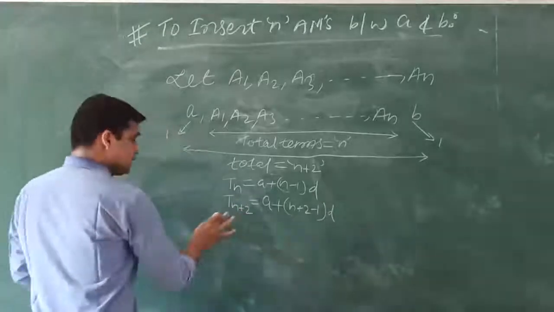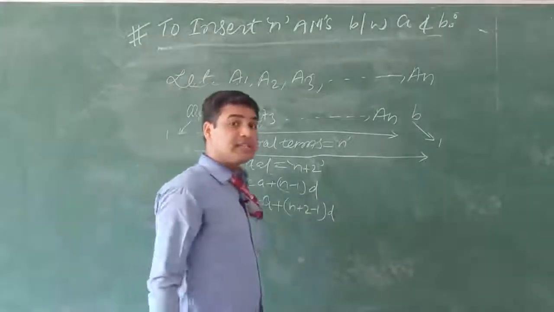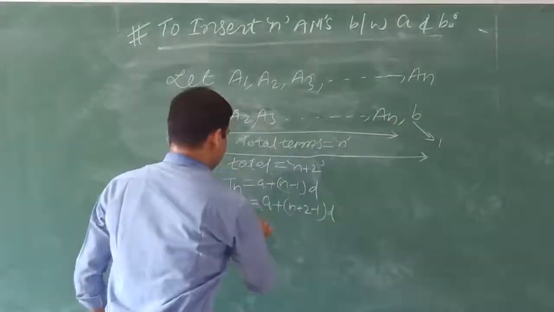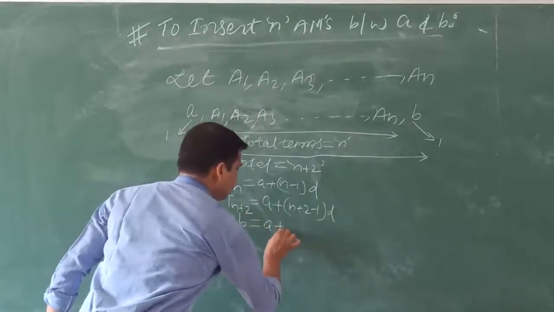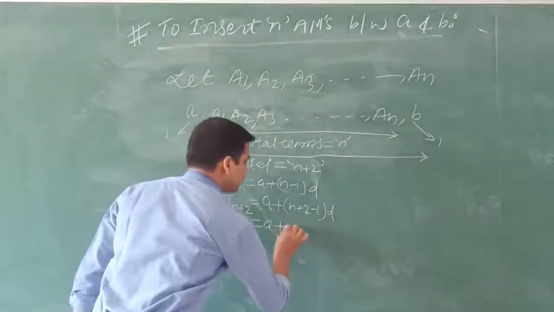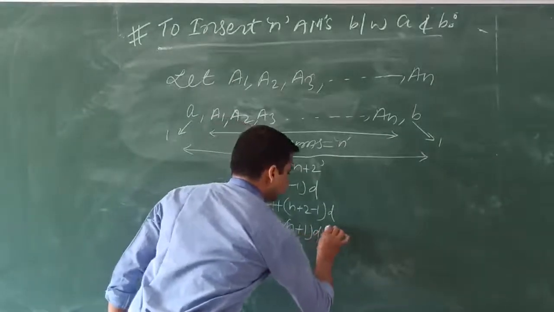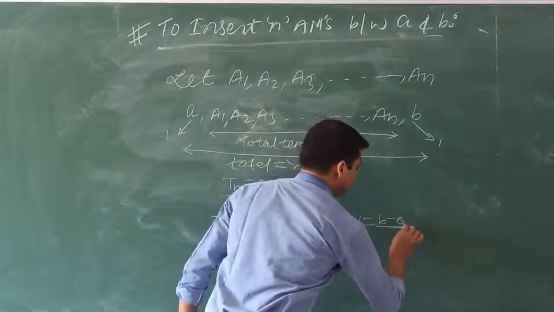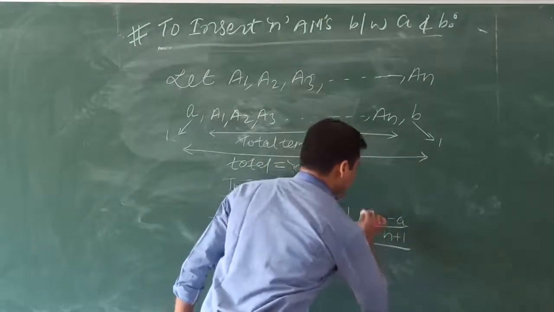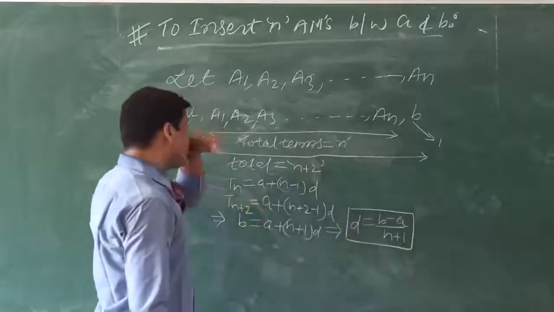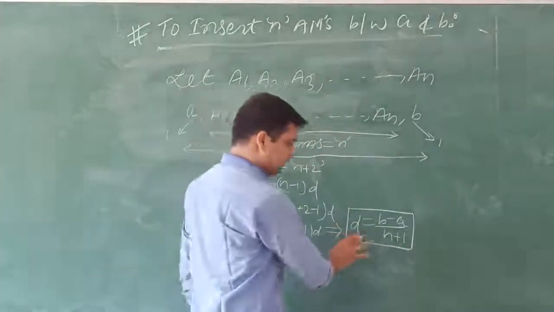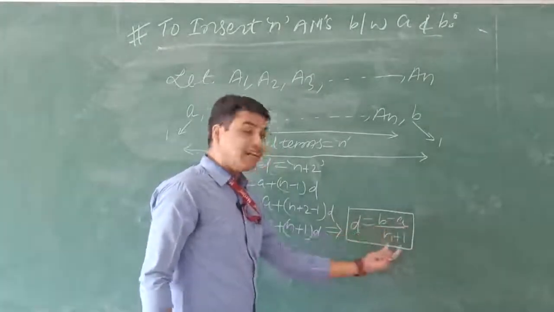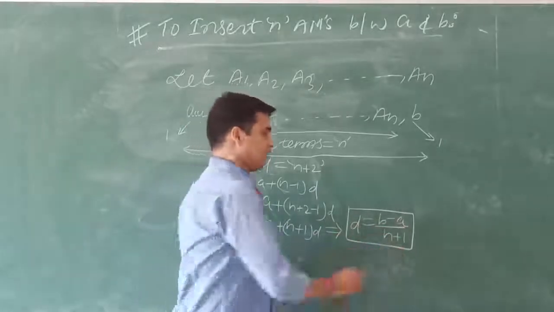Now see this here, this is the last term. We know that Tn is the last term, or you can say the nth term of an AP. What is the last term given here? B. So I am writing B equals a plus (n plus 2 minus 1), that is n plus 1, into d. After solving this, you will get d equals (b minus a) divided by (n plus 1). So this is the formula for inserting arithmetic means between a and b. So d equals (b minus a) divided by (n plus 1), or in simple words, last term minus first term divided by total number of means plus 1.